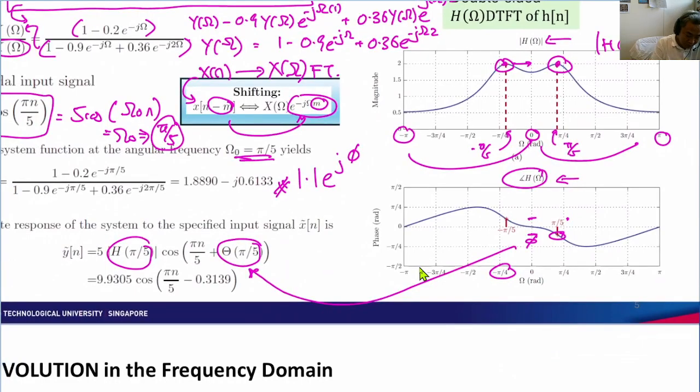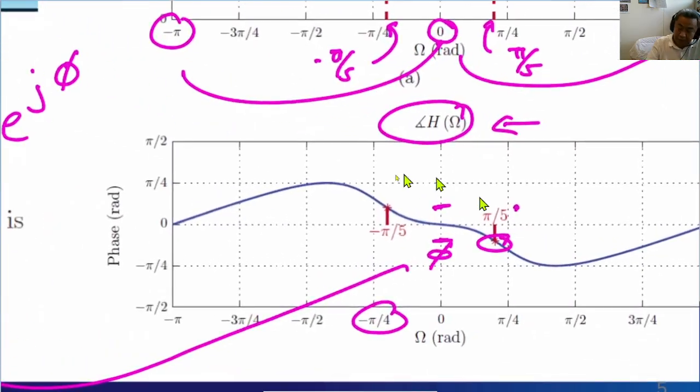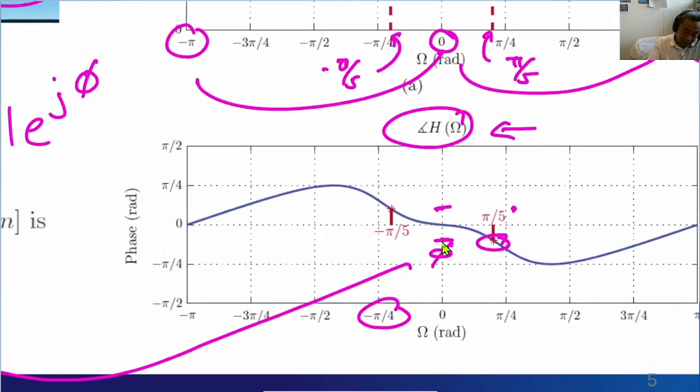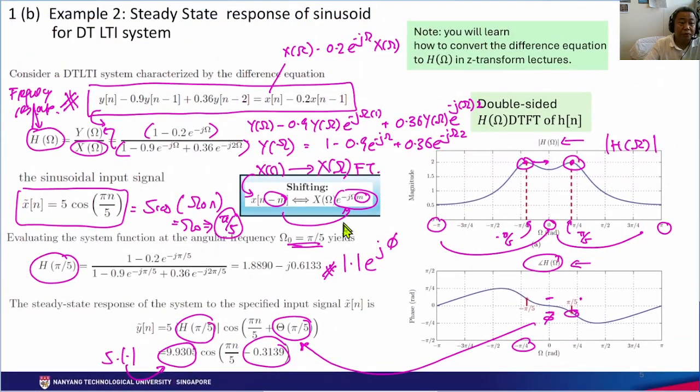So finally, we see that the gain is 5 times the magnitude, which is about 1.9 if you read it carefully. And the phase, it is this expression here, minus 0.314. If you read it off, then it will be minus 0.314. With that, we have finished this example. Thank you.